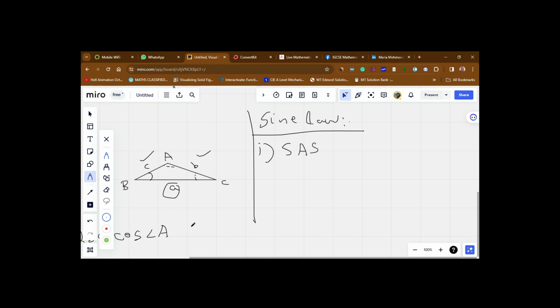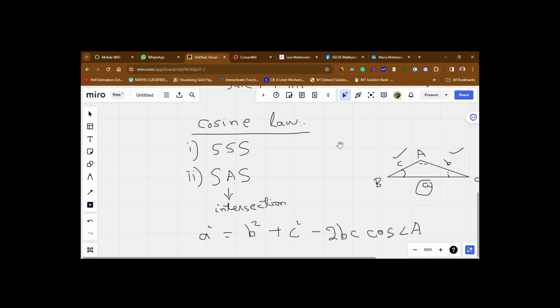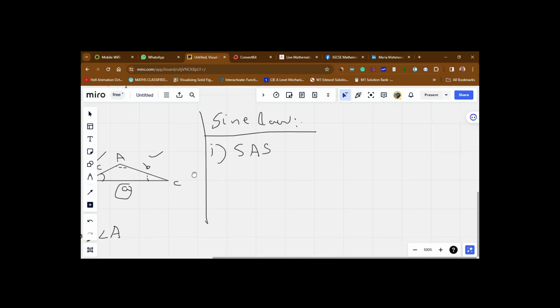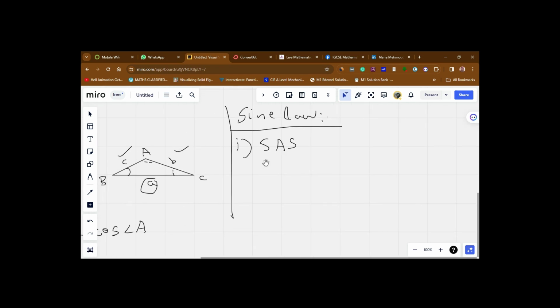Remember, in cosine law we use SAS where the angle is present at the intersection of the given sides. And here in the sine law we use SAS when the angle is other than the one which is present at the intersection of the given sides. Remember this. Now the second condition is that when any two angles and one side are given to you, then you are going to use the sine law to find out the other two sides and the remaining unknown angle. Okay, so this is it.